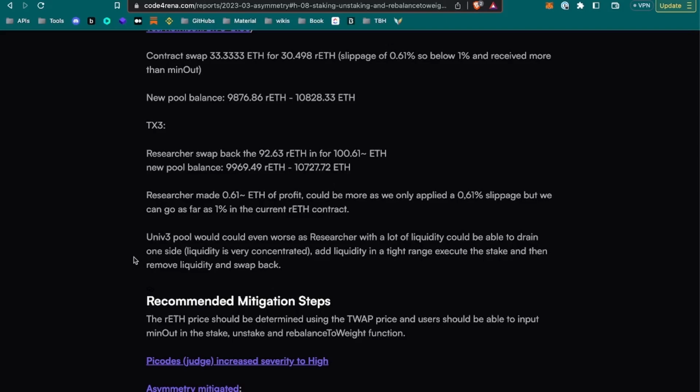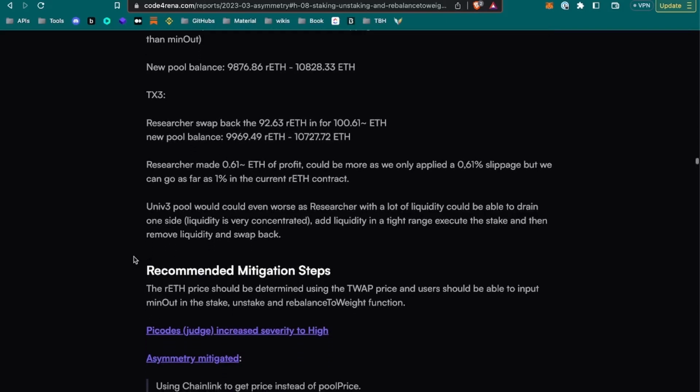as a researcher with a lot of liquidity could drain one side. Liquidity is very concentrated. Add liquidity in a tight range, execute the stake, and then remove liquidity and swap back.